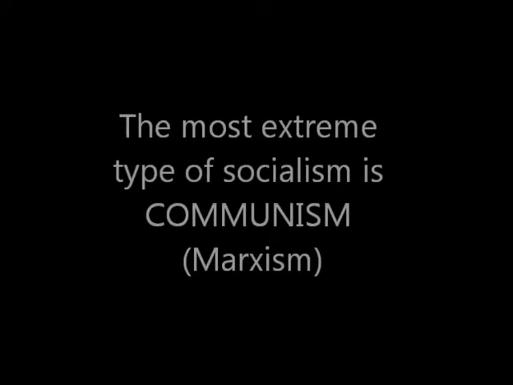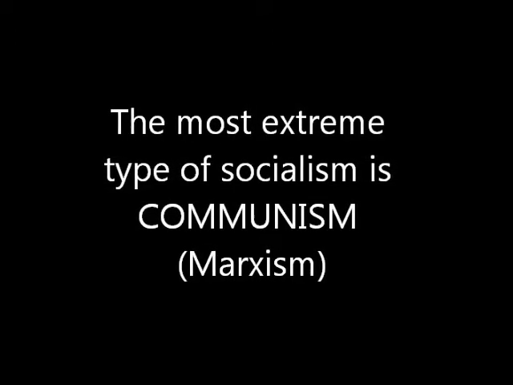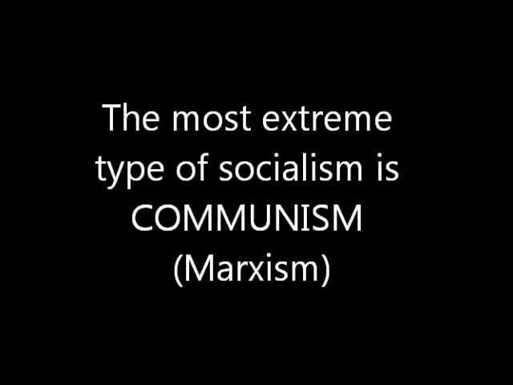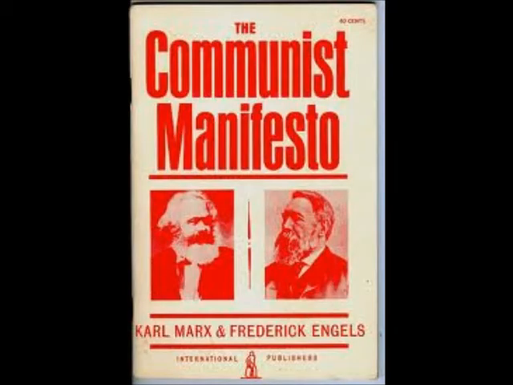Today, I'm going to focus on the most extreme type of socialism that emerged during the 1800s. It's called Marxist socialism, aka communism. A German philosopher named Karl Marx came up with a new theory called scientific socialism. He wrote down his ideas in a famous book called The Communist Manifesto in 1848.